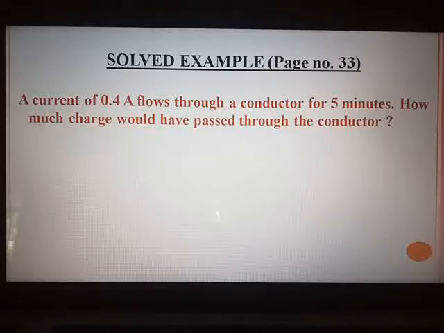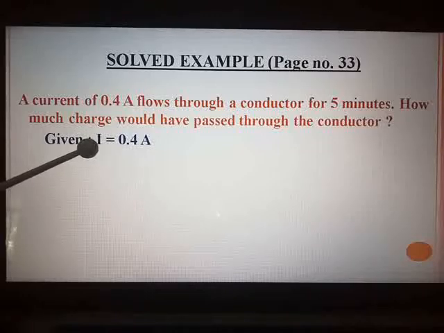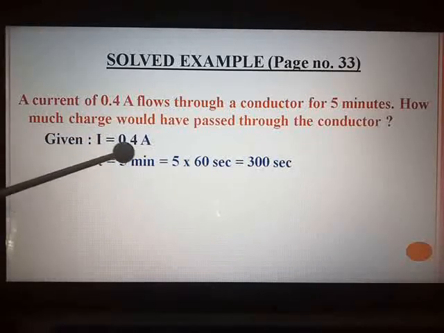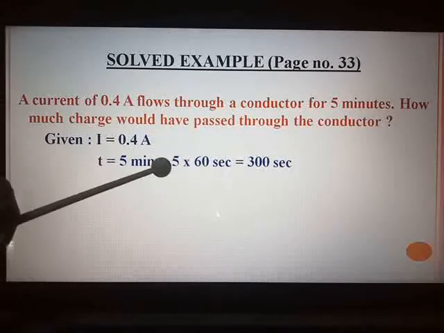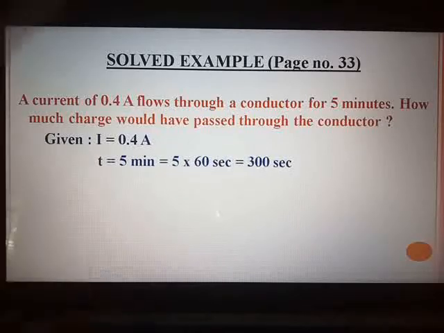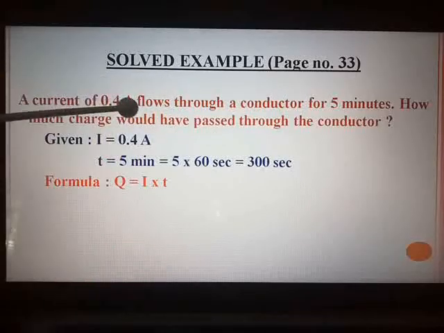As usual, first you will write given: current I. Now you know you have to show it in proper units only. So I is 0.4 amperes. Time is in minutes, so those minutes you have to convert into seconds. So 1 minute is 60 seconds. So 5 multiplied by 60, 300 seconds. I you have, T you have, and you have to find the amount of charge.